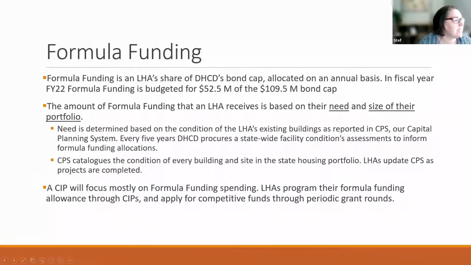And so a CIP will focus mostly on formula funding spending. The capital plan basically is how your housing authority is suggesting or requesting that their annual formula funds are going to be spent for that year and for the next 3 years. And of course, it gets updated every year. LHAs program their formula funds through the CIP process, and then they apply for competitive funds through periodic grant rounds, and that's external to the CIP process.